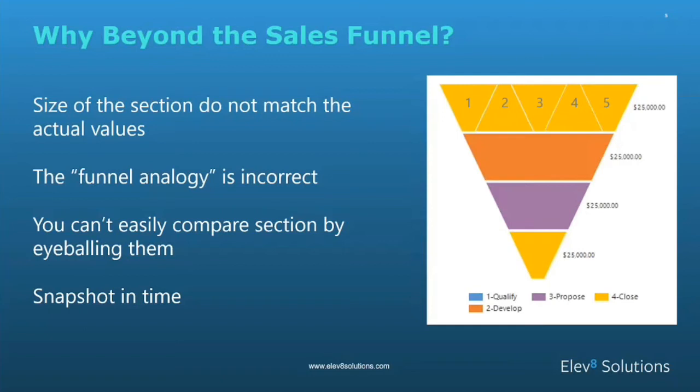Now, it's also just a snapshot in time. It actually doesn't show you how your opportunities progress. It's information about your opportunities and where they are right now. If we moved an opportunity from stage 2 to stage 3 right now, then the values would basically just change on them. We wouldn't actually be able to see the flow of information that's going on.